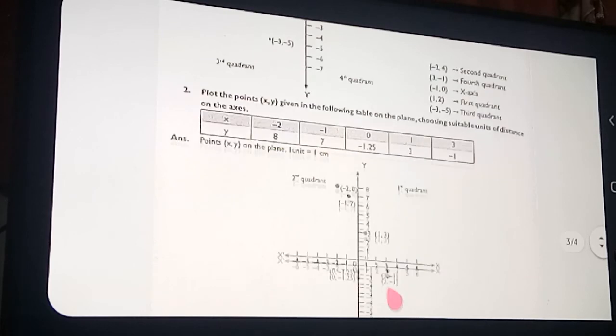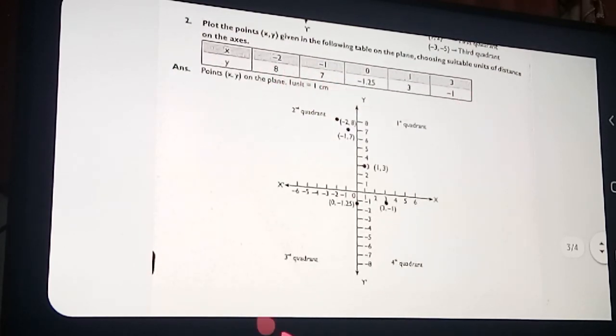Here also it is the same process, you have to plot all the points. See here. First, x coordinate -2, y coordinate 8. Here x coordinate -2 and y coordinate 8, already marked. In the same way -1, 7. The x coordinate is -1 and the y coordinate is 7. See this point. And the next one, the x coordinate is 0 and the y coordinate is -1.25.